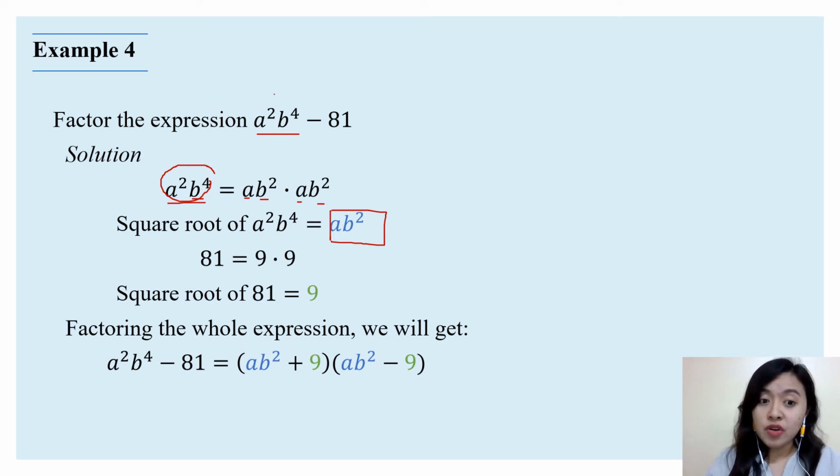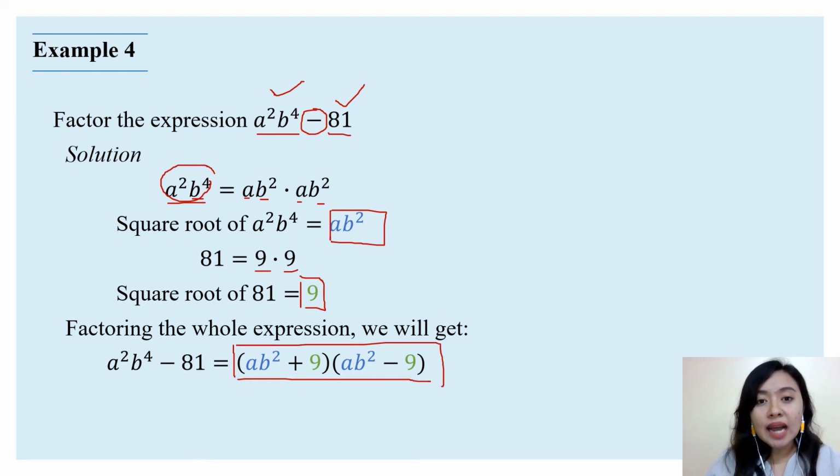Okay, so our first term, we have already confirmed that it is a square number. Now, let's take a look at the second term. The second term is 81. Can we get a square root for 81? Answer is yes. 9 times 9 equals 81. So, the square root of 81 is 9. Looking at our expression, the second term is also a square number, and it involves the operation subtraction. So factoring the whole expression and using the pattern that we had earlier, we can get an answer of quantity ab squared plus 9 times quantity ab squared minus 9.